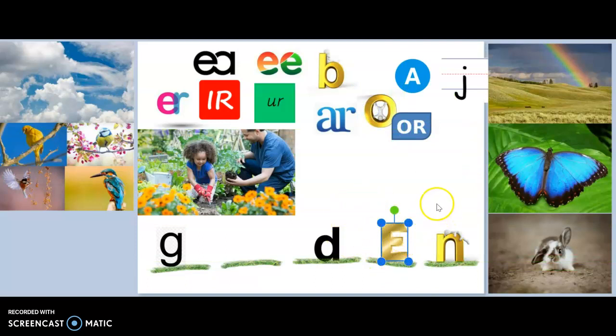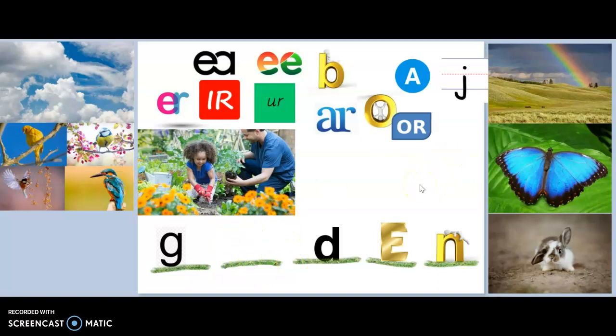Of course, it should be lowercase, but that's just finding letters. Sorry. So we've got g, r, d, n, den. So garden. Now we got to figure out this one.